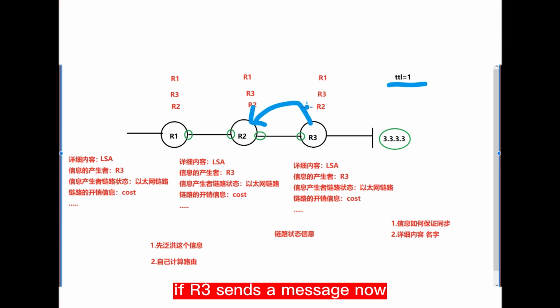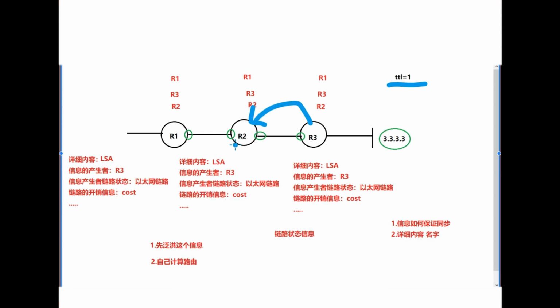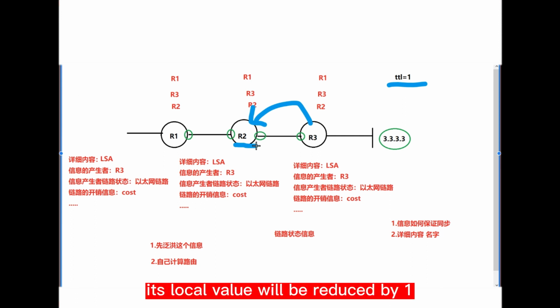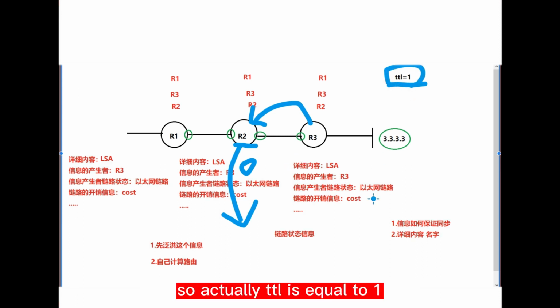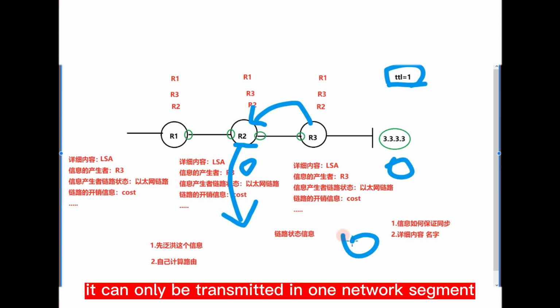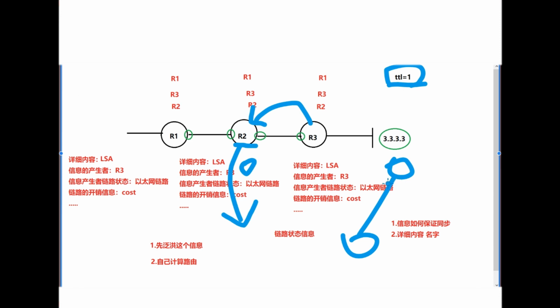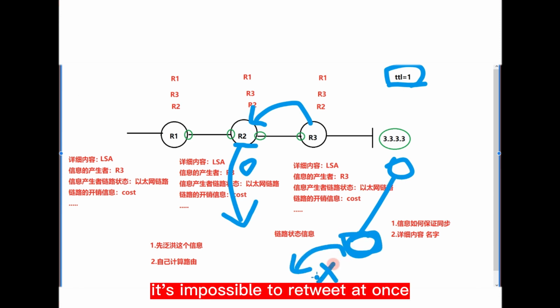If R3 sends a message now, TTL is equal to 1. After R2 receives it, its local value will be reduced by 1. Subtracting 1 equals 0. Packets are no longer forwarded. It is equivalent to the end of its life. So actually TTL equal to 1 means that it can only be transmitted in one network segment. For the device below, it's impossible to forward it once more.